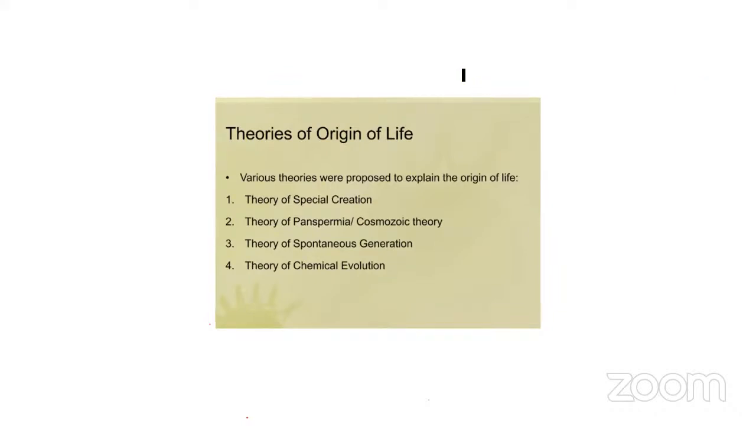Various theories were proposed to explain the origin of life: theory of special creation, theory of panspermia, theory of spontaneous generation, theory of chemical evolution. So these are the 4 theories: special creation, cosmozoic theory, spontaneous generation, and chemical evolution, which explained origin of life. Thank you, Chandru. Fine.